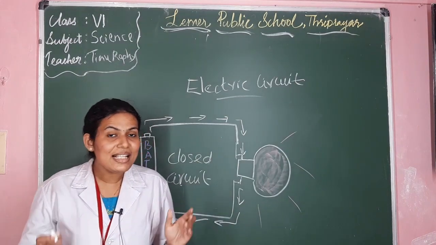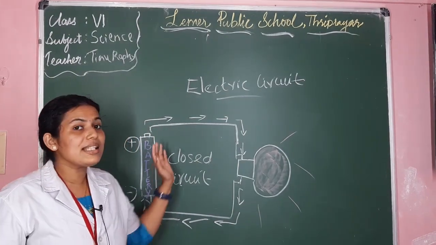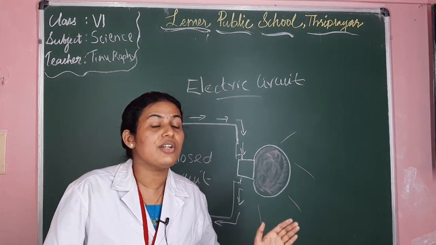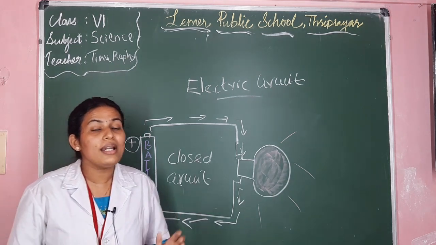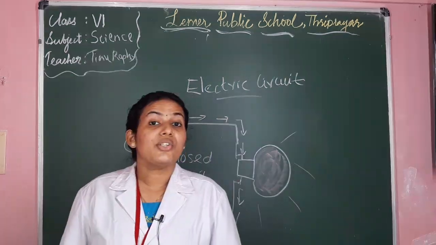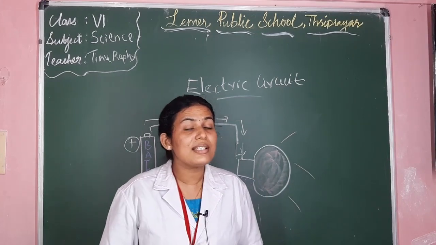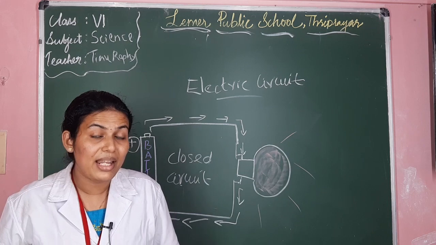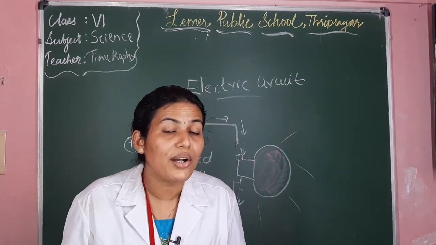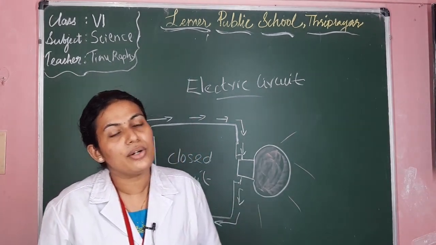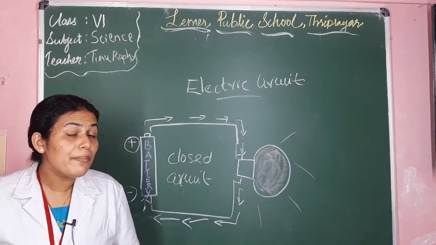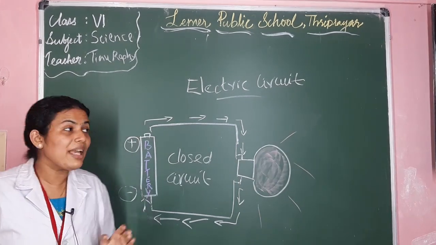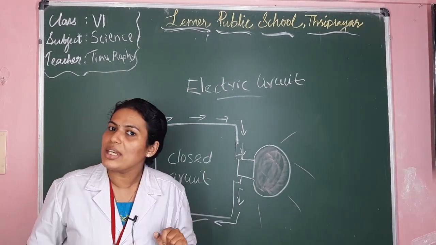So dear children, by these experiments you understood that only when there is a complete path from one terminal to the next, that is from the positive terminal to the negative terminal, the bulb glows, isn't it? In certain arrangements, when both the circuits are at the positive terminal or both are at the negative terminal, and also if the wire is broken, the bulb does not glow, isn't it? So for the bulb to glow, the circuit should be closed, and the electric supply should be from the positive terminal to the negative terminal.